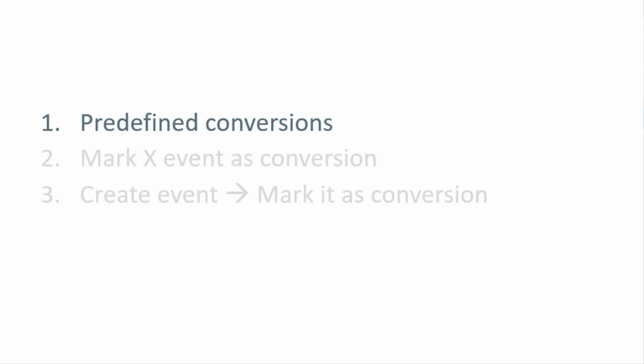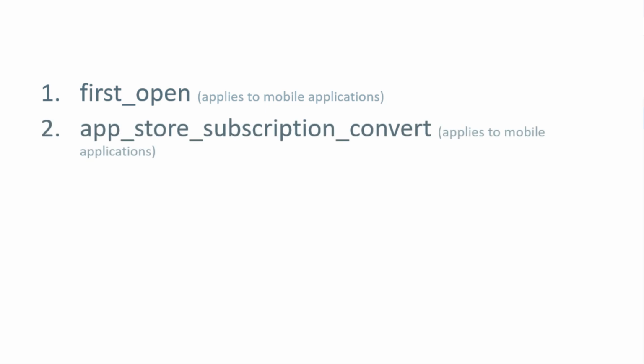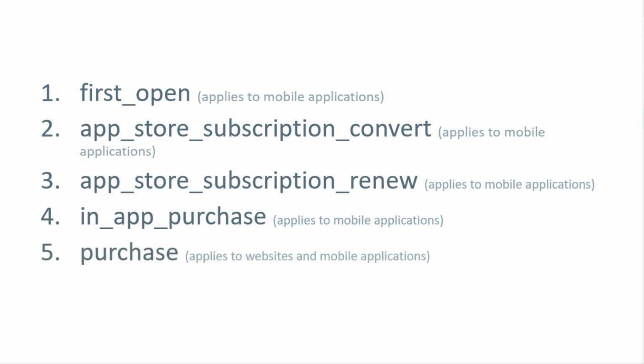As of the moment of recording this video, there are 5 predefined conversions available in Google Analytics 4. It is first open event, and that applies for mobile applications, then App Store subscription convert. This also applies to mobile applications, then App Store subscription renew. Once again, applies to mobile applications. In-app purchase applies to mobile apps, and then purchase. This applies to websites and to mobile applications.